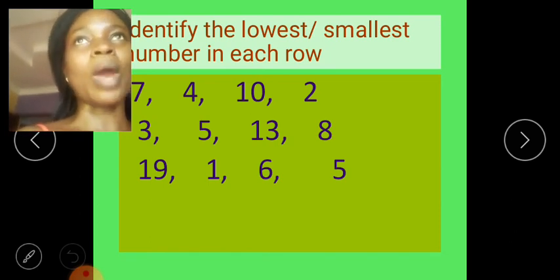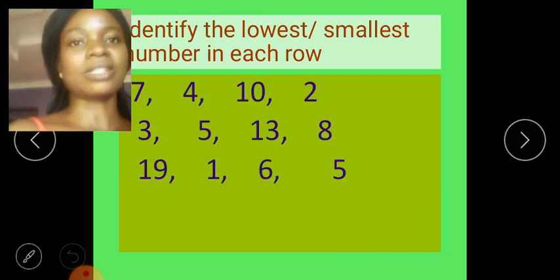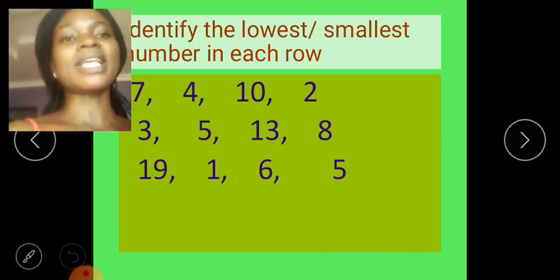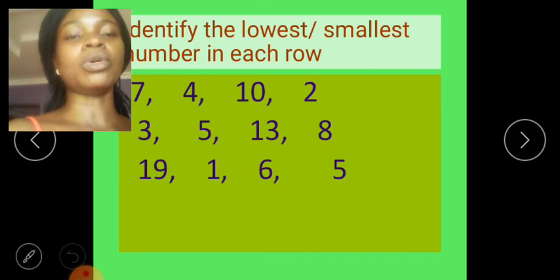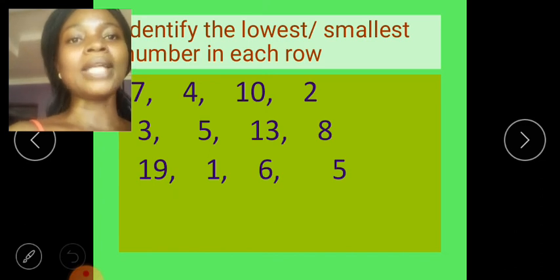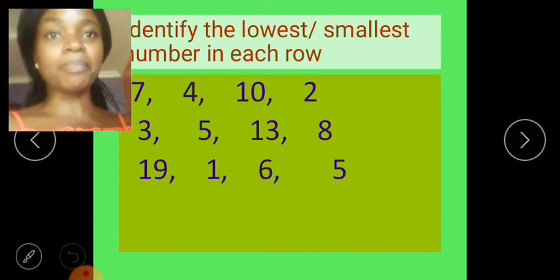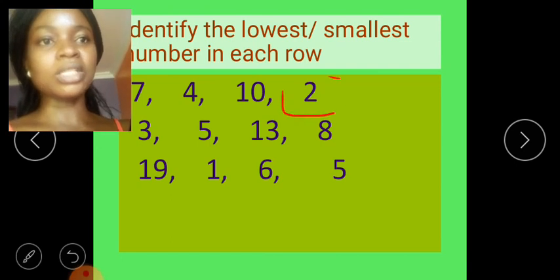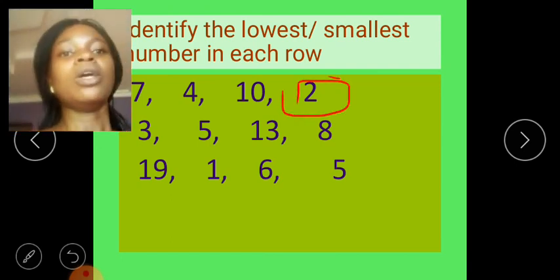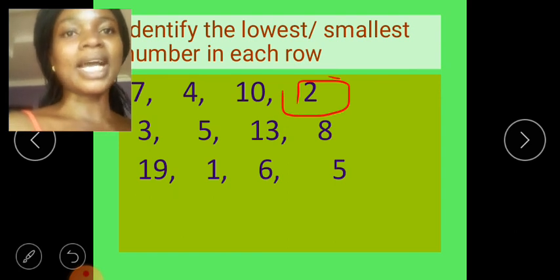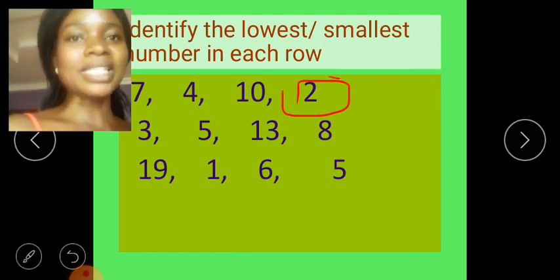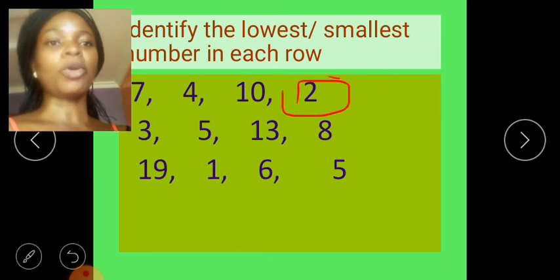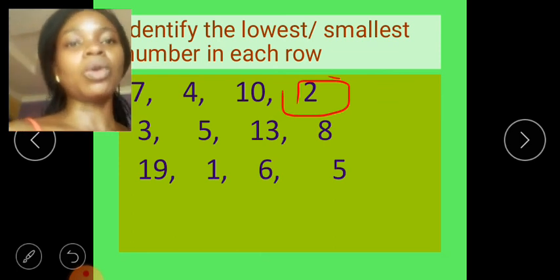That means when we are counting, we look for the least number there. So let's count. We have 7, 4, 10, 2. Let's count on 1, 2. We reached 2 before all other numbers, meaning 2 is the lowest. All right, we go to the next row. The lowest, that's the least number, is the number we reach first when counting. Now let's go.